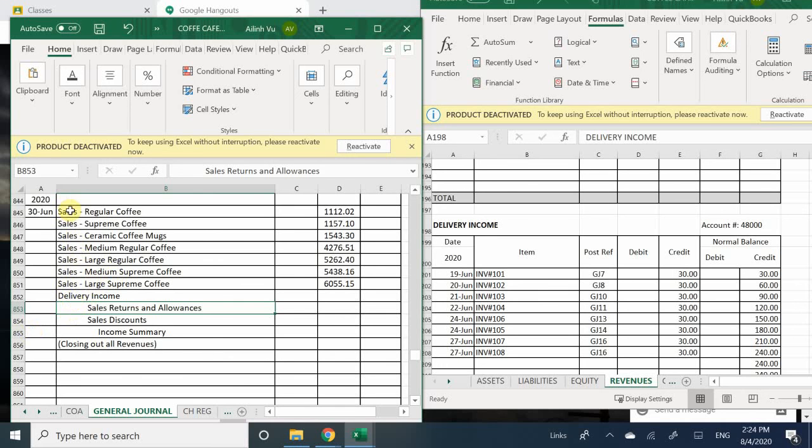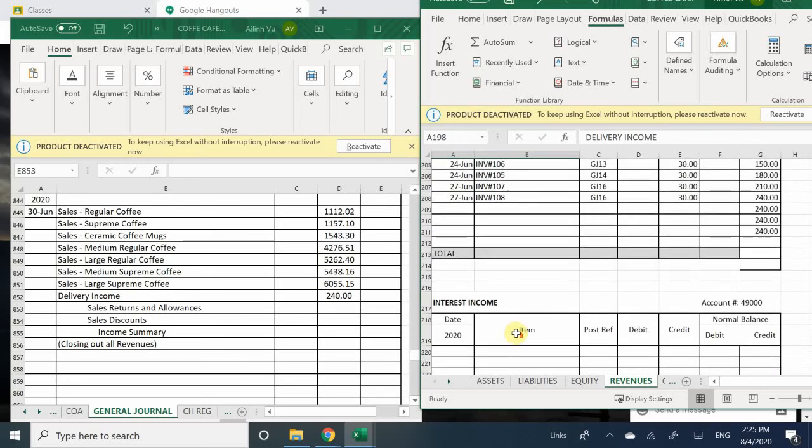What you're going to do is list out all your accounts. Make sure you understand which flow and which order you're going to put them in. In this case, all of my credit accounts are going to be debited, and all my debit accounts are going to be credited, and it's all going to go into the income summary. So let me see, delivery income, I believe, was 240. And then my sales returns and allowances. Let's see what sales returns and allowances was for.